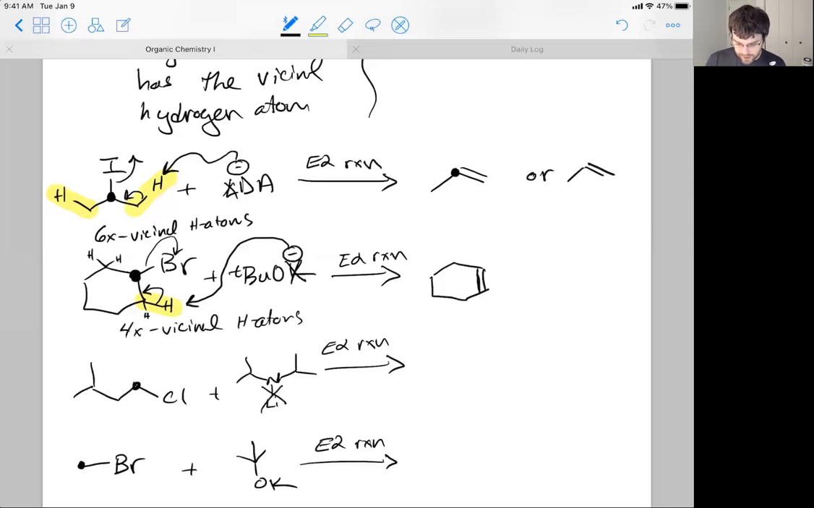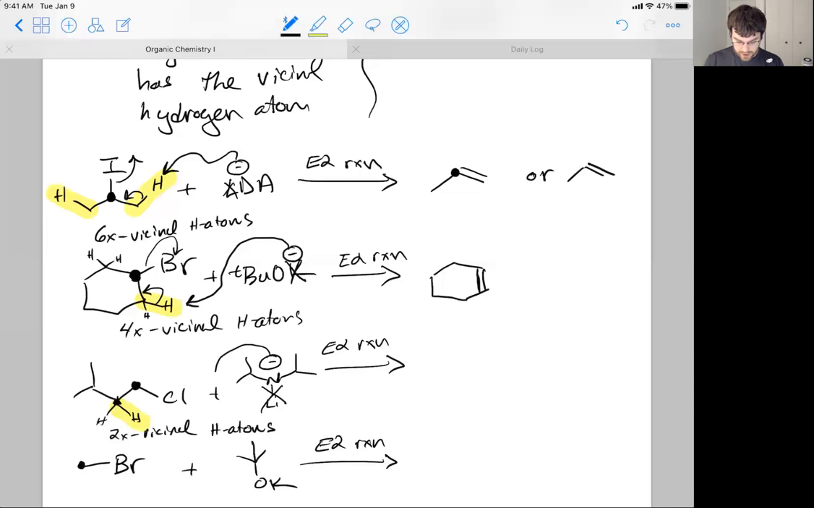Okay, so LDA, we have a negative charge. Now I'm at the dot, so I'm going to go next door. I'm going to go to this carbon atom, and I see that there are 2 hydrogen atoms there, and those 2 hydrogens are our vicinal hydrogens. So we only have 2 in this case. Just like before, it doesn't matter which of the vicinal hydrogens I grab, I'll get the same product in either case.